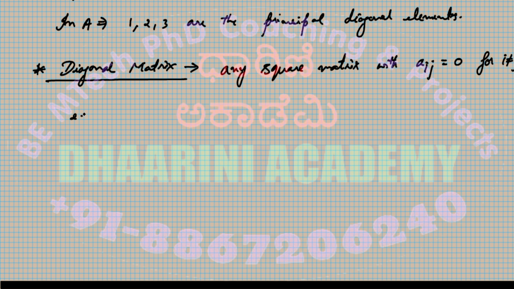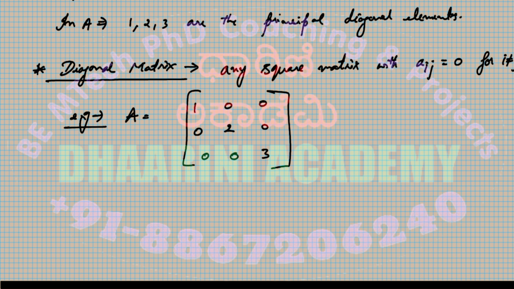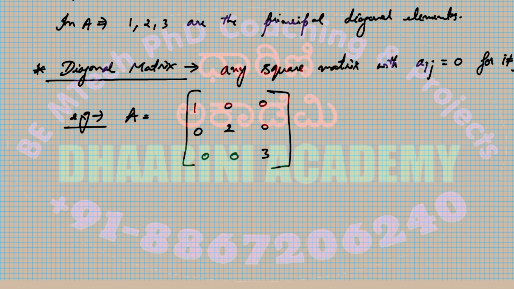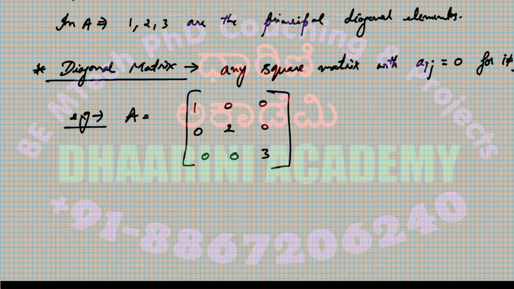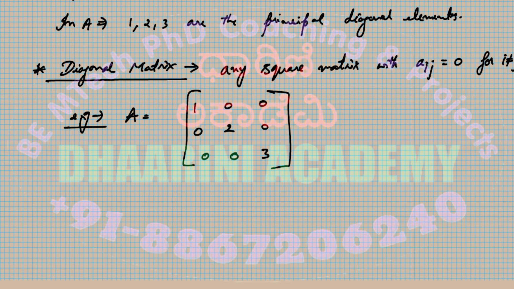So let's write an example. A is equal to, so 1 0 0 0 2 0 0 0 3. So you can see that this is a square matrix size 3 cross 3. So A11 is there, A12, A13 is not, right? A21, A23 are not there, A22 is there. Similarly, on the third row, A31, A32 are zeros, A33 is non-zero. So such matrix is called as a diagonal matrix.